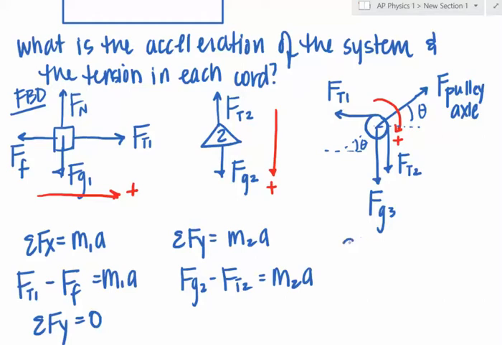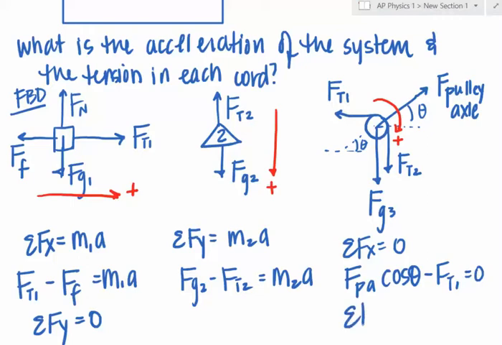So if we did sum the forces in the x direction, they would be balanced, and we would have a force from the pulley axle. I'm just abbreviating that. What would that be? Sine? Nope, it would be cosine. I can do trig. Minus the FT1 would equal 0.